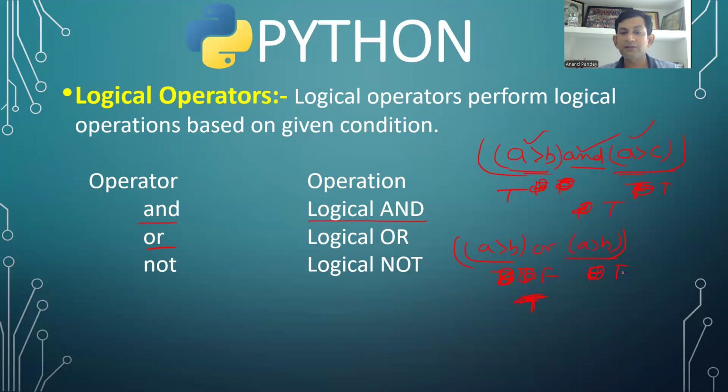And if it is false and it is also false, then the result will be what? False. It is about the OR operator. Then the third is what? The NOT operator.